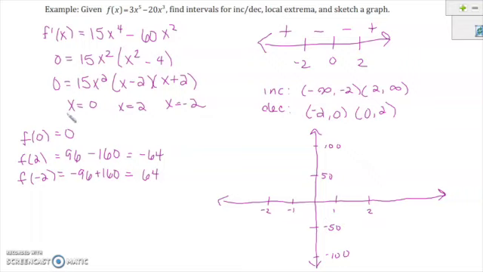All right, so my critical points, I'm going to plot them first, and then I'll worry about the increasing, decreasing. So f of 0 is 0. And then what else did we say? F of 2 was -64, so that's right about there. And f of -2 was +64. All right, so up until -2, I am increasing. So I must be looking something like this.